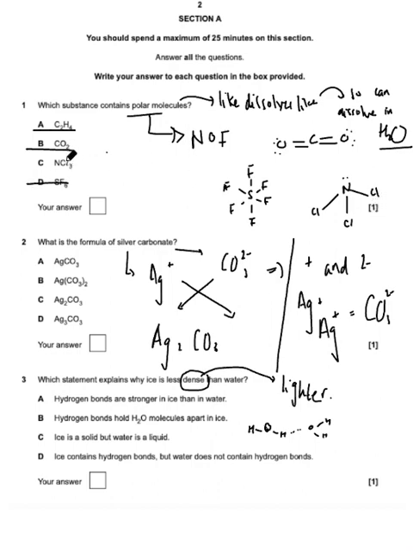If we go to NCl3, we can see that the shape is not symmetrical. There is a lone pair from the nitrogen, and that will be giving the polarity. And so C is the correct answer.